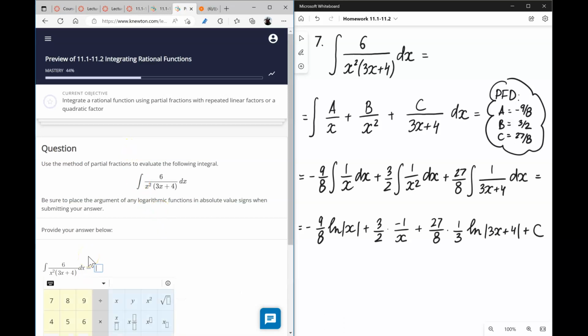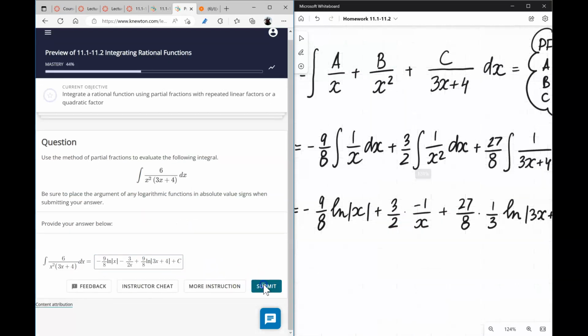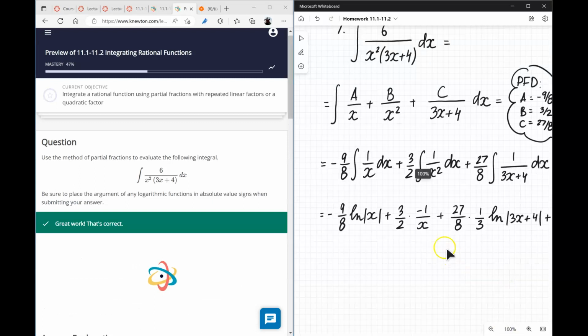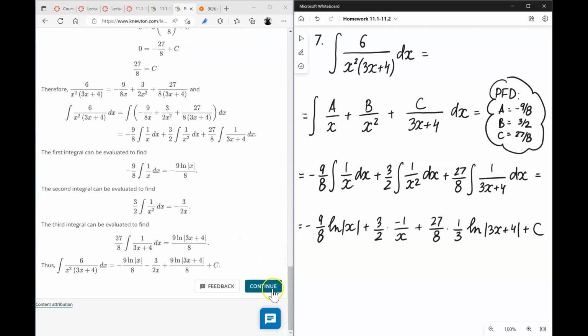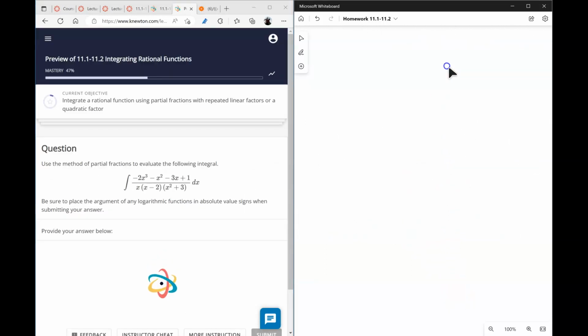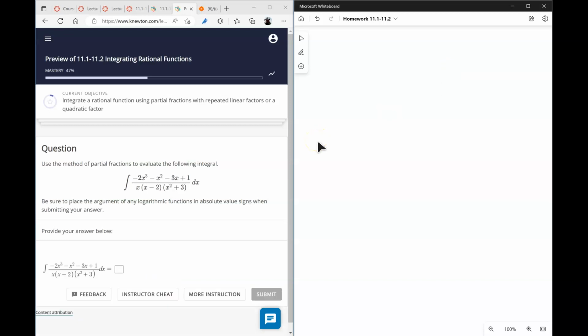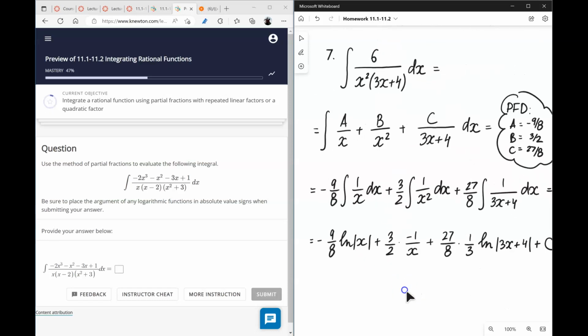So let's go ahead and type the answer. Notice how here I am putting absolute values, because the expression inside may be positive, may be negative for different values of x. I forgot what problem number this was. Number 8.